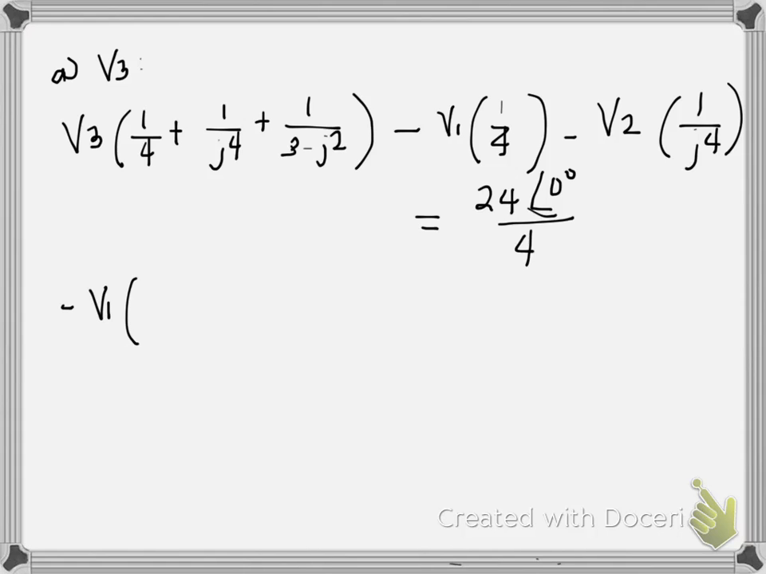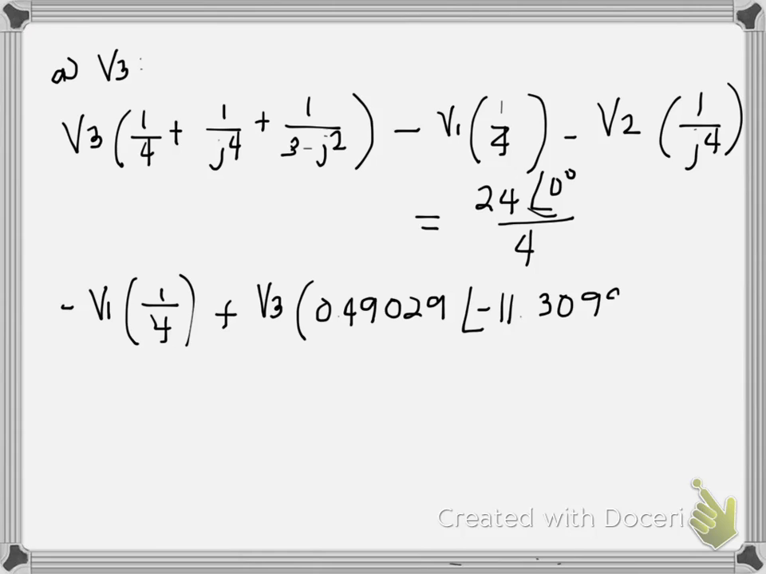Simplifying this, we have minus V1 times 1/4 plus V3 times 0.49029 angle minus 11.3099 degrees equals 13 over 2 angle minus 22.62. So this is equation 2.